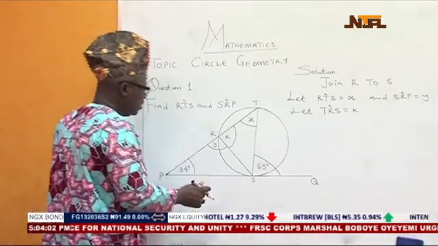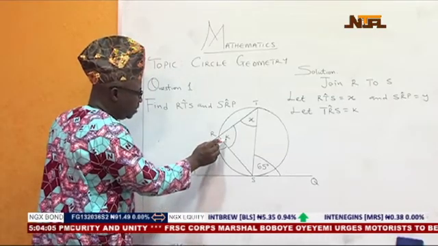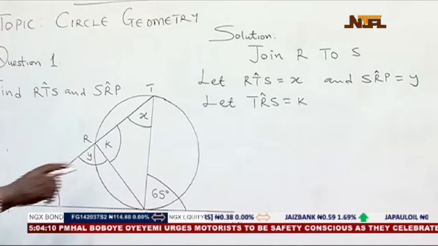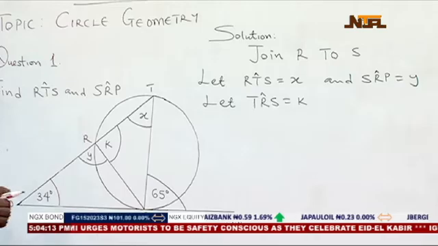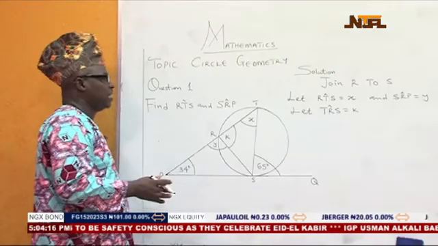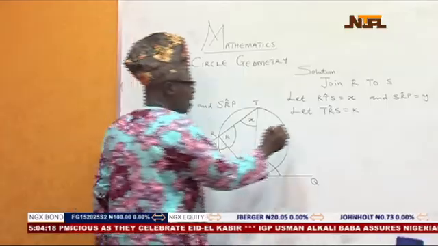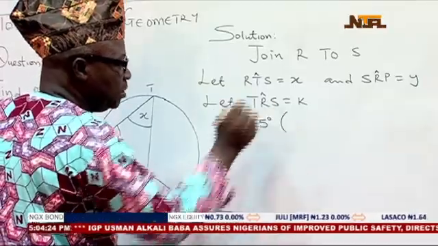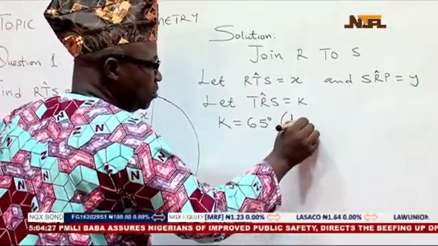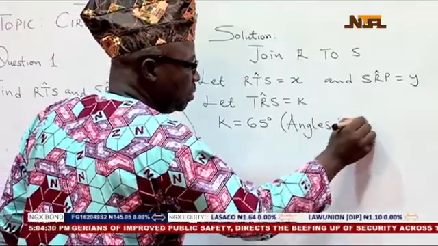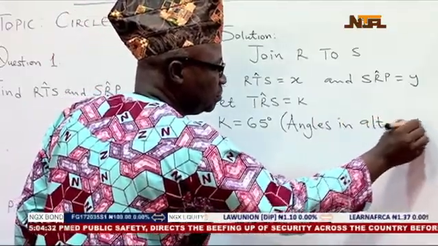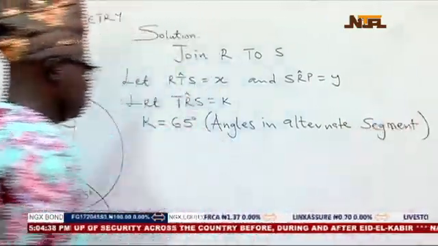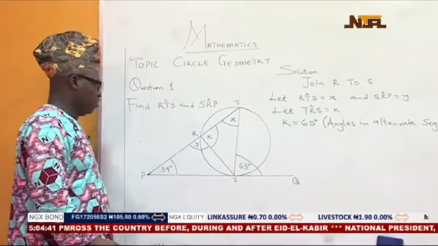Now, from this arrangement, angle K is going to be the same as angle 65, because both angles are in alternate segments. So when they are in alternate segments, they are equal. So I can write that angle K is 65 degrees. The reason for that, angles in alternate segments. So we've been able to get the value of K.